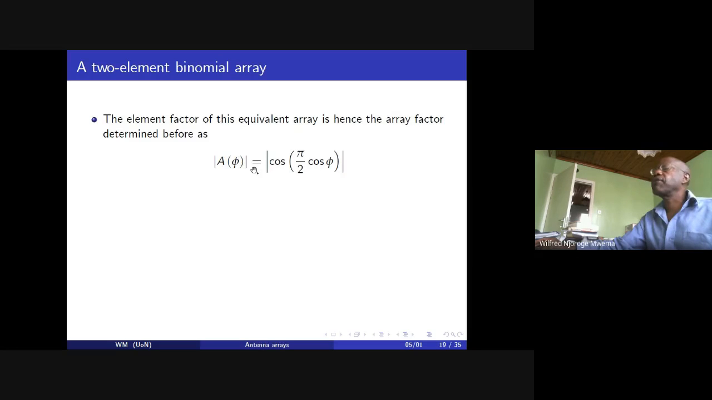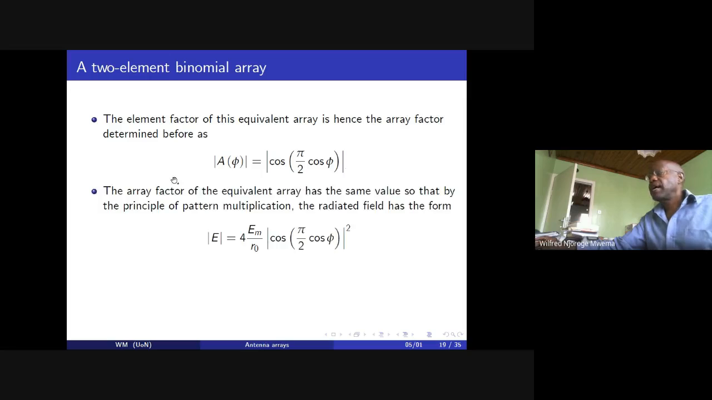So instead of using the cosine, f of theta is just going to be the same as the first element. The 2-element array will have an array factor of cosine of pi/2 cos phi. And the array factor of the equivalent array, now having two elements of this nature, will have the same value, so that by the principle of pattern multiplication, the radiated field will have a form of the cosine of pi by 2 and the cosine of phi, all squared. And this gives us another value of 4 times. That is, we are multiplying that value with the other value.